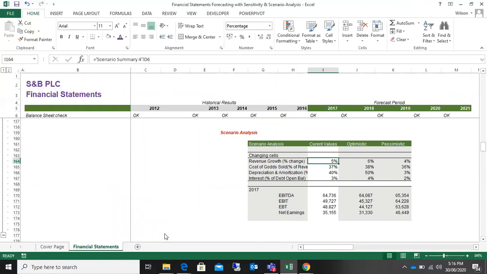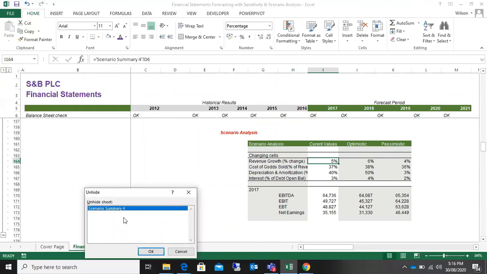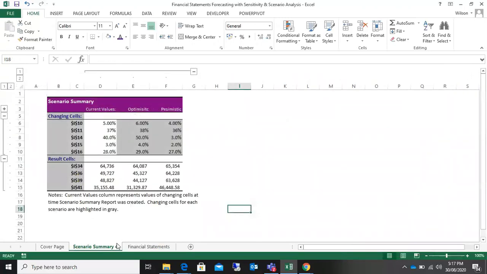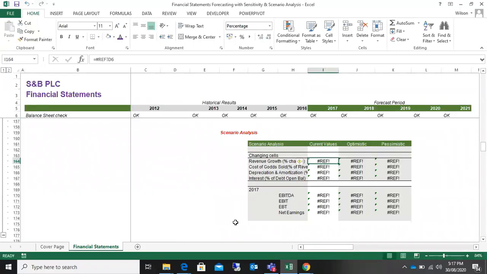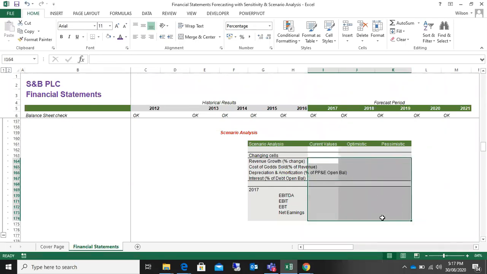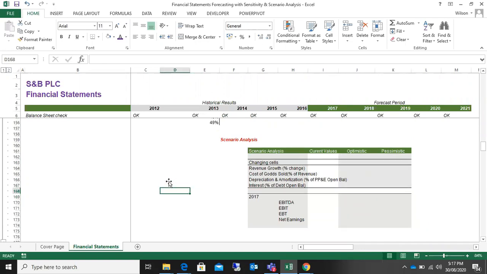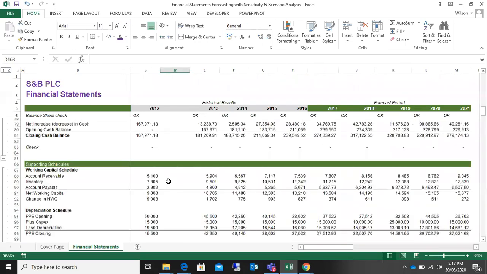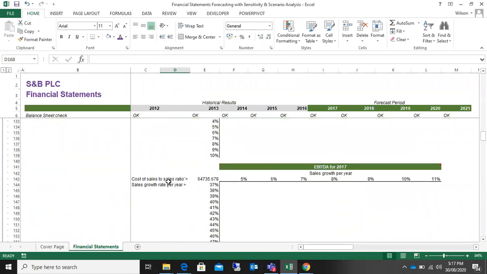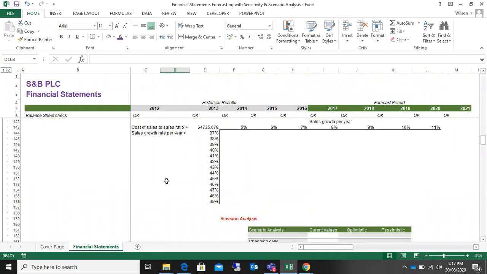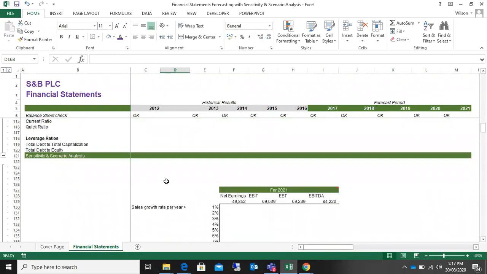I'm going to unhide this because there's something in here, scenario summary 4. So what I'm going to simply do is delete it so we can start and see how we actually got all this information. All right, so I can take all this out. So we're starting from a blank page. Everything is blank.